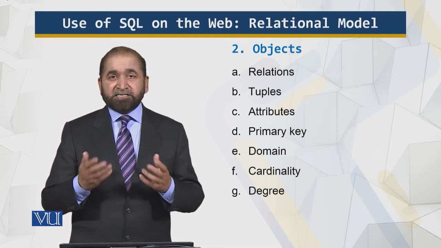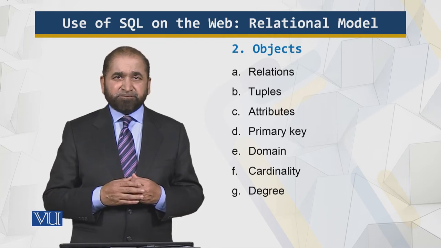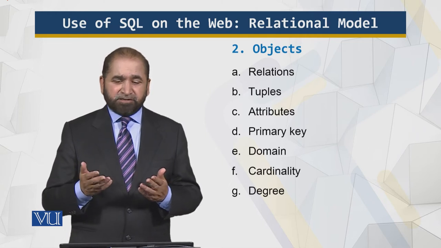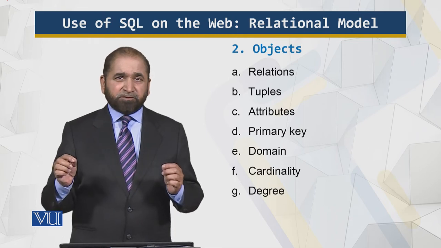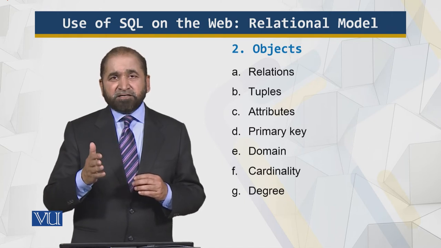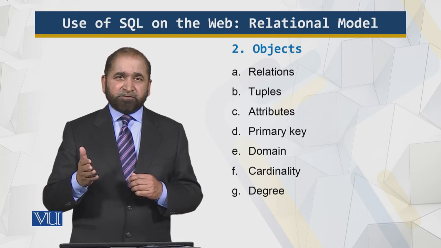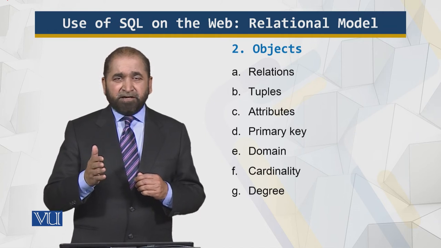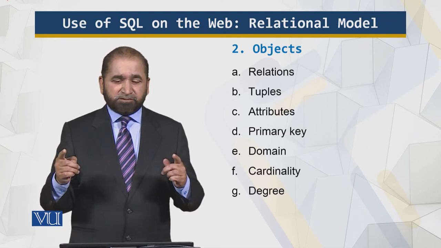The objects are the relations. The object consists of all of those things which you can see on your screen. So a relation is a table, that is an object. Tuples are the rows. Every record is a tuple, in the relational terminology. Then the columns are the attributes, the values. For example, the name, the date of birth, the address. These are all the attributes or the columns of the database.